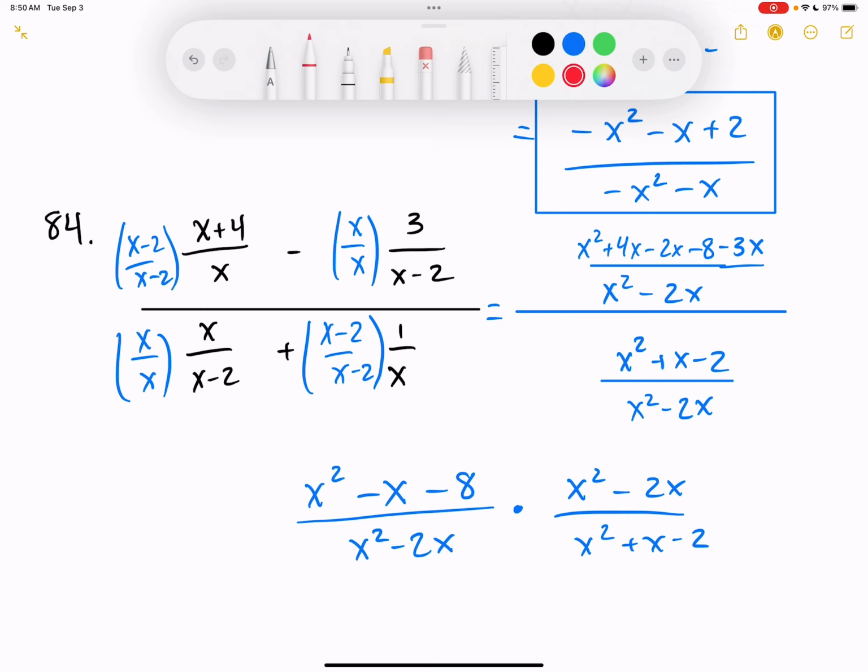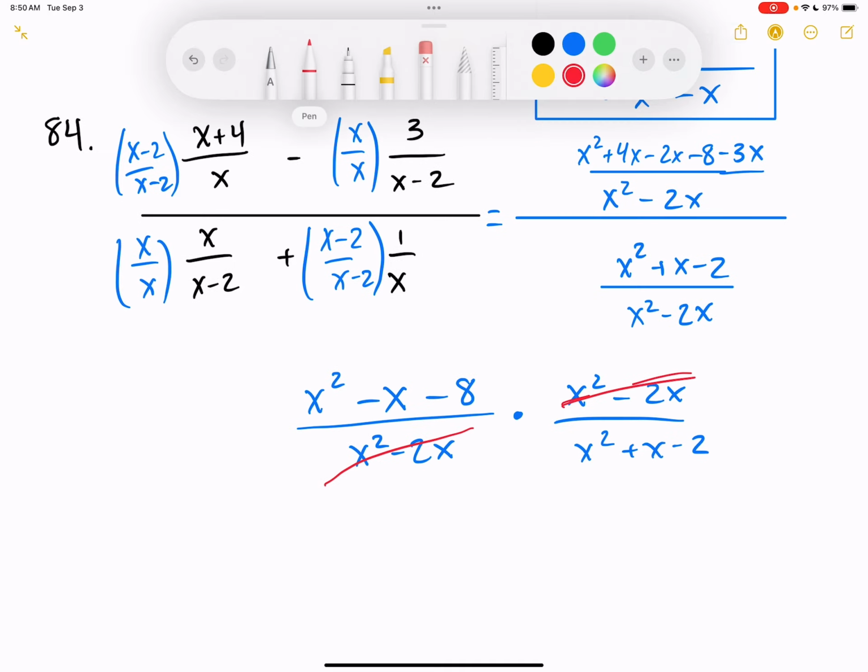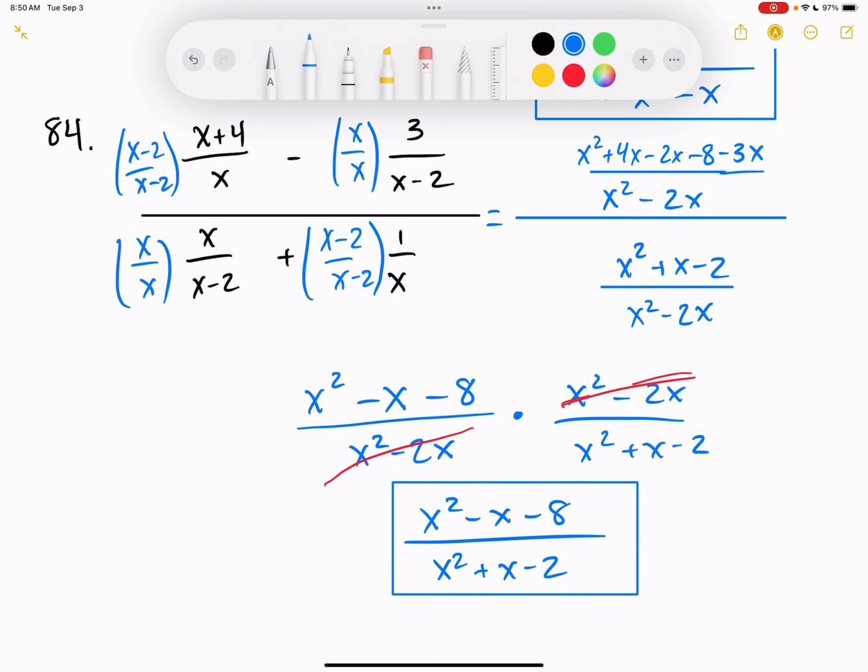Now I can clearly see x squared minus 2x and x squared minus 2x. I have that top and bottoms being multiplied, so I can cancel the whole thing. And so my final answer that I'm left with is x squared minus x minus 8 over x squared plus x minus 2. Sometimes you can factor those things and something else will cancel, but if you left it there, I would be fine even if something did happen to cancel.